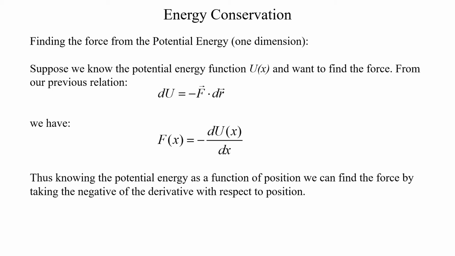Now suppose we know the potential energy is a function of position, but we don't know what the force looks like. Well, we can find the force from the potential energy. If I write the definition of potential energy in differential form, we have dU equals minus F dot dr, and assume we only vary in one dimension. Then from the differential form, we can see that the force as a function of position is equal to minus dU/dx. So if I know the potential energy as a function of position, I can find the force by taking the derivative with respect to position. It's the negative of the derivative with respect to position that gives us the force in that direction.